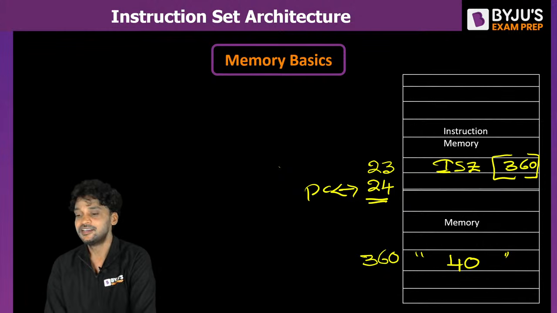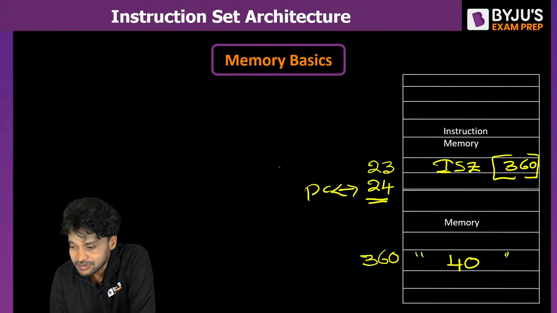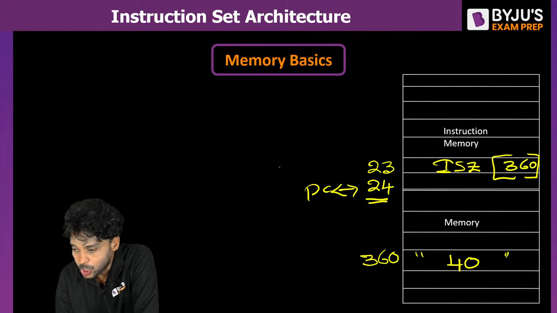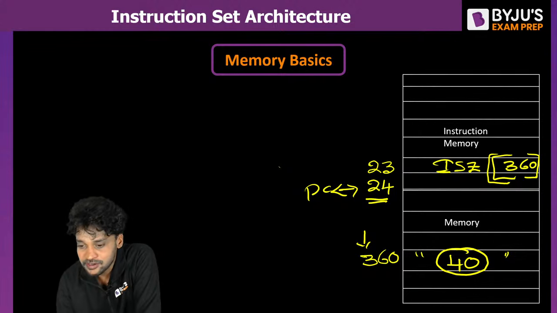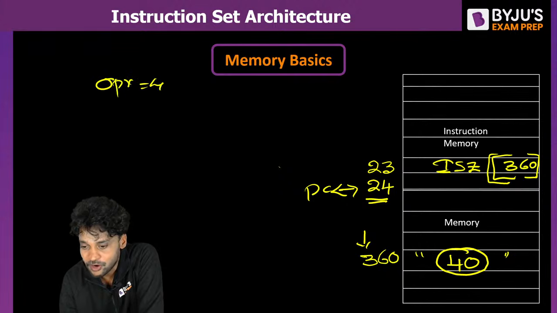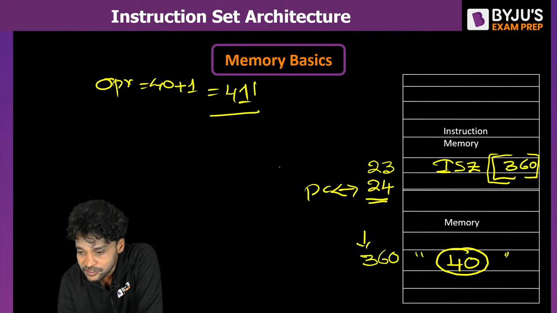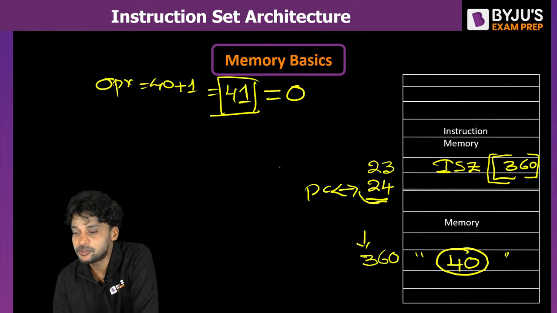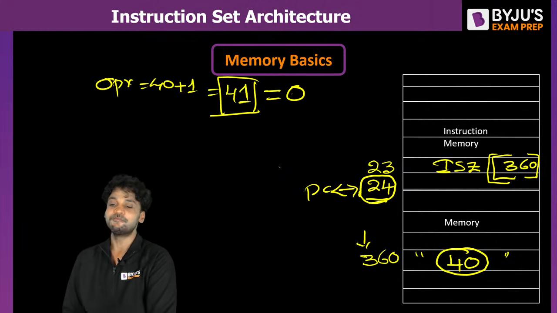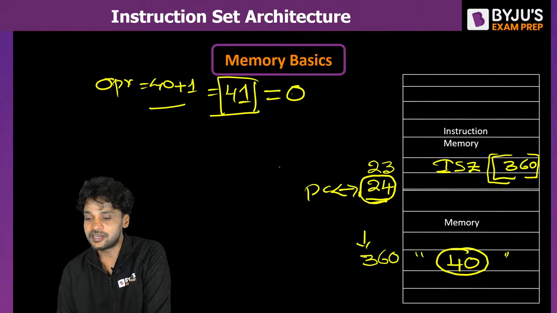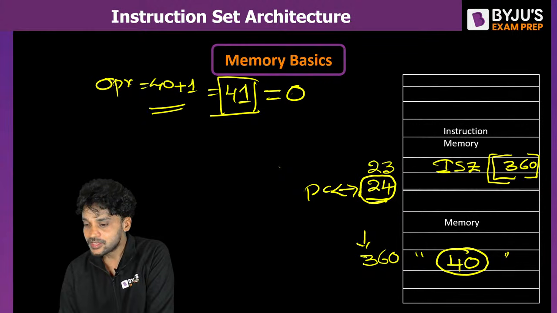That means ISZ stands for increment the operand. What is the operand? The operand is available within the instruction in the form of an address. We need to go to that address, collect that operand and increment it. Now the operand is equal to 40. Incrementing the operand, 40 plus 1 is equal to 41. Right after you increment the operand, if it is equal to 0, then we need to skip the next instruction. But in this case, the next instruction need not be skipped at all, since right after incrementing, the operand doesn't become 0.